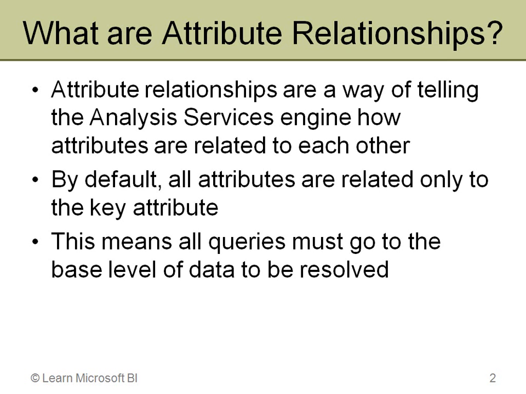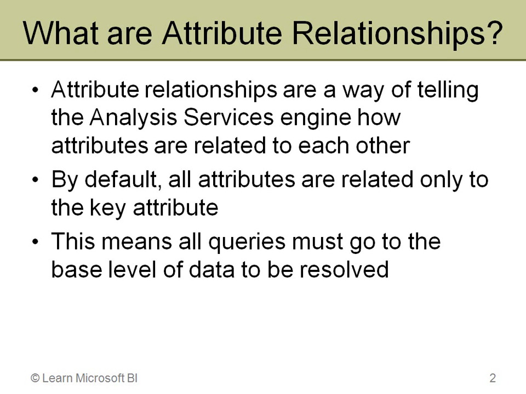Now by default, all attributes actually are related, but only to the key attribute for that particular dimension. That's typically your lowest level of granularity. In a time dimension, it would be the day or the hour, the minute, the second, whatever your lowest level of granularity is. Same thing with product. Your lowest level of granularity is typically an individual product, a SKU, and so all your other attributes are related to the fact table through that key.